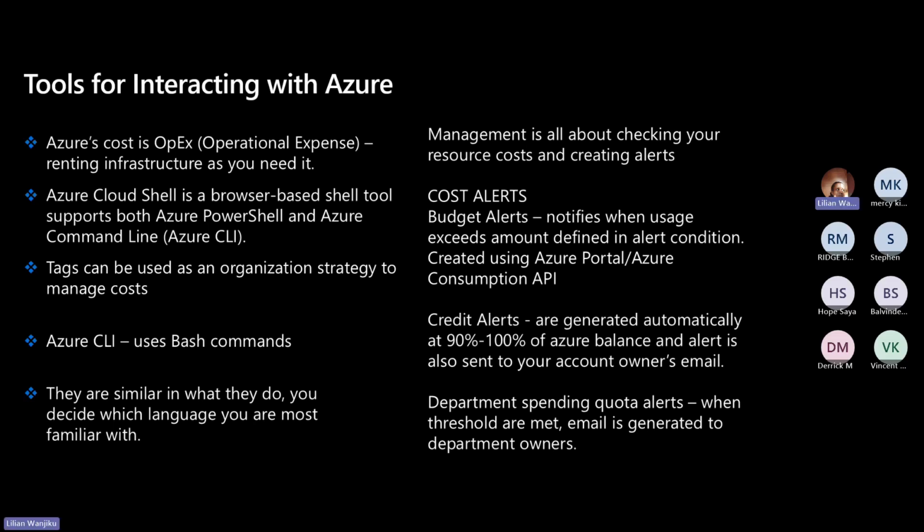So budget alerts notify you when the usage exceeds an amount. That is basically what I've explained currently. And for credit alerts, this one alerts you when you reach the limits that you've set. Quota alerts are more for departments and organizations. Once they reach the limits that they had set, the message goes to the organization emails.